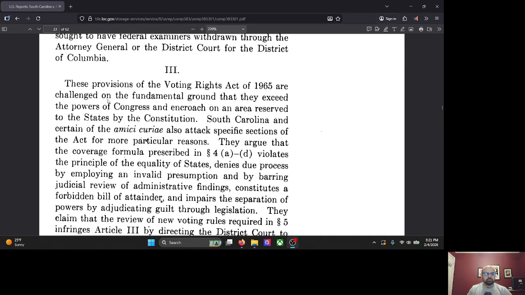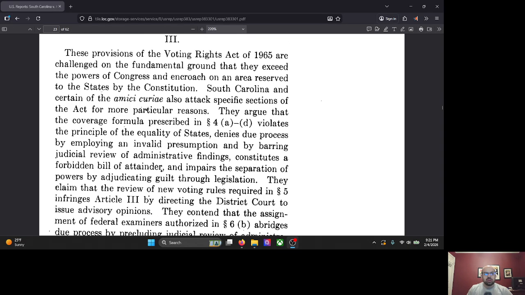These provisions of the Voting Rights Act of 1965 are challenged on the fundamental ground that they exceed the powers of Congress and encroach upon an area reserved to the states by the Constitution. South Carolina and certain of the amici curiae also attack specific sections of the Act for more particular reasons.